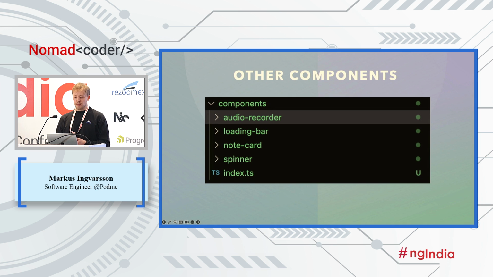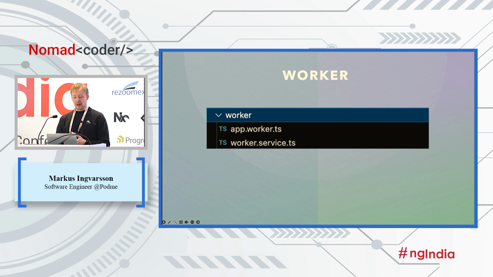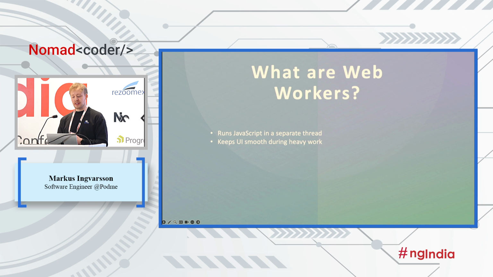Besides these two components, we have a loading bar component and a spinner component. This is simply just presentational stuff, so we won't dig too much into that for now. There's also a web worker folder. To remind us though, a web worker lets us run JavaScript in a separate thread from the main UI. And this is especially useful for client-side machine learning apps because it keeps the heavy model inference from freezing the app. So the app stays smooth and responsive.